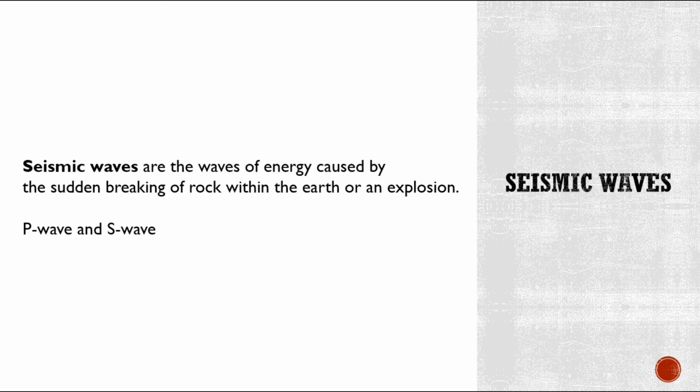Seismic waves are the waves of energy caused by the sudden breaking of rock within the earth or an explosion. Just like what I've said before, when two tectonic plates overcome the friction, a great amount of energy will be released onto the ground. This energy will travel through waves. So this is what we call the seismic waves. And seismic waves, just like what I've said, is divided into 2. We have P wave and S wave.